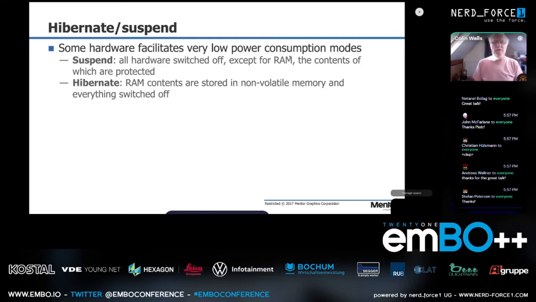Hibernate is an alternative which reduces the power consumption to essentially nothing, because what you do is you copy the RAM contents into some non-volatile memory, typically flash, and then switch everything off. Hibernate can persist for weeks and weeks, perhaps, without running the battery down. Suspend maybe is good for a certain number of hours usage, but not for really long term. So the careful use of these modes is quite important.